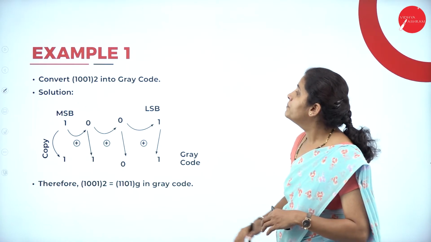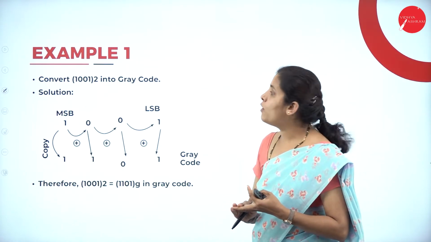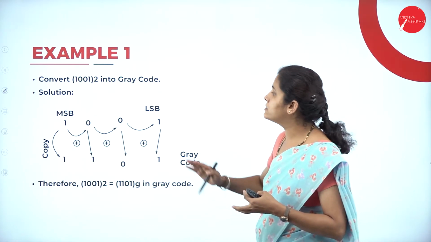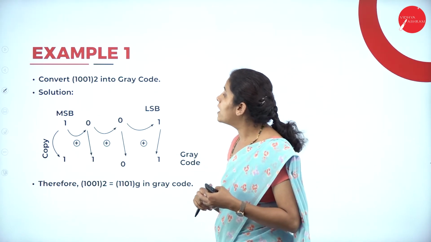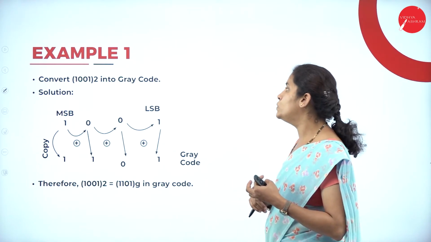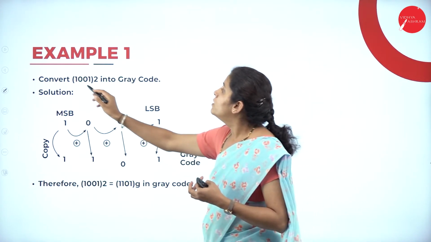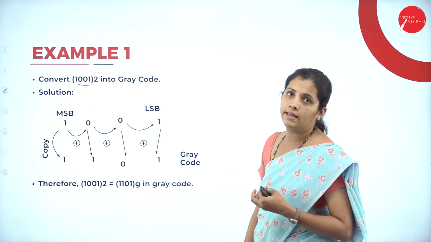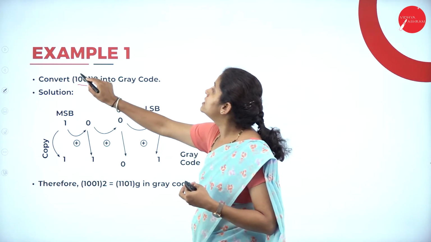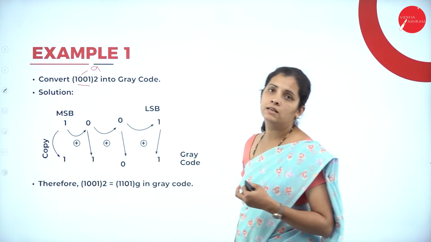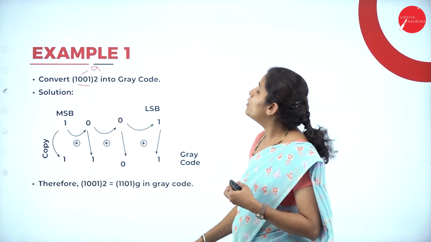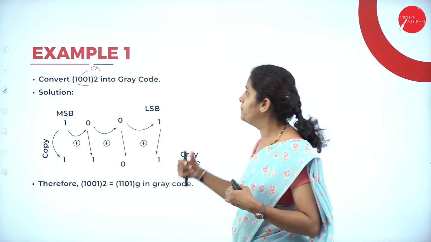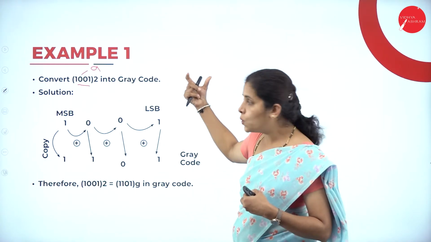Moving further, this is an example of converting binary to gray. So what's the number here? It is 1001. That means the decimal number here is 9. Now you want to convert this binary number to gray code.